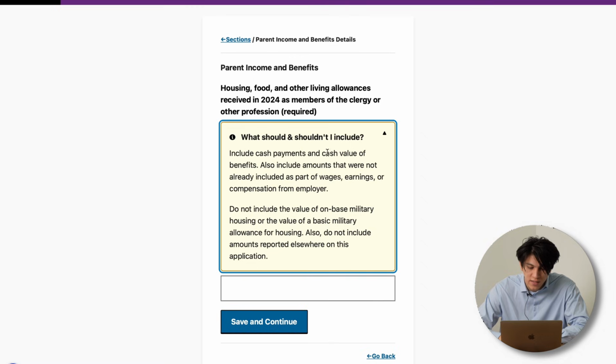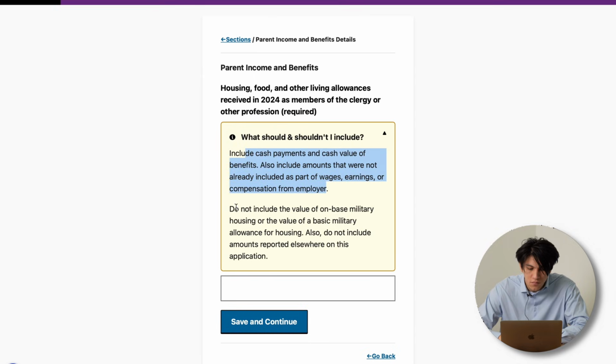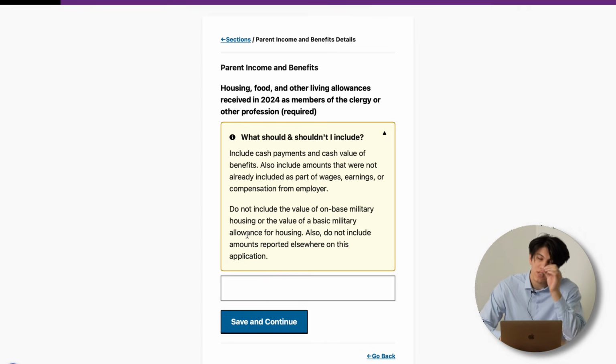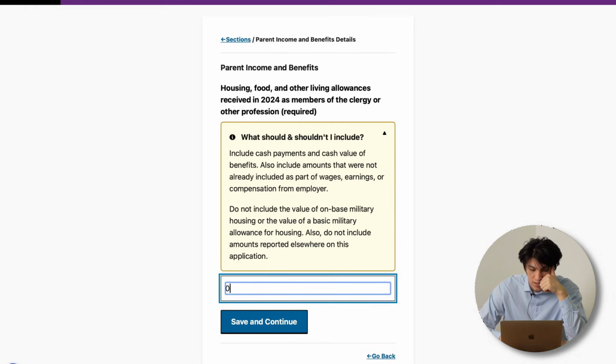Here you always have the hints. Include cash payments and cash value of benefits. Also include amounts that were not already included as part of wages, earnings and compensation from employer. Don't include the value of on-base military housing and value of basic military allowance for housing. Also, do not include amounts reported elsewhere on this application. So, what is going on? Here, you have to include something that you haven't included before, right? If you have it. So 0 here.